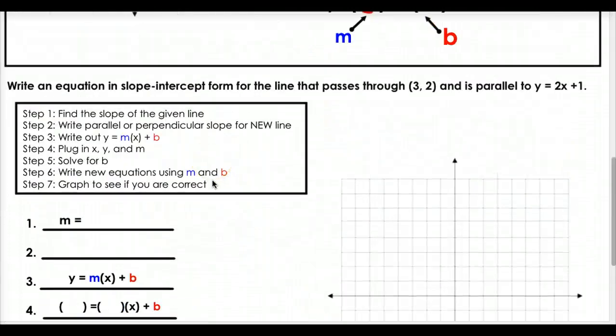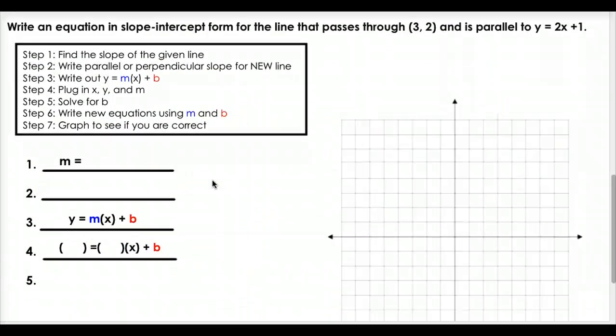Alright, so for our first problem, we're going to be doing the same exact thing, but this is just a more formal looking version of this problem. What we want to do is write an equation in slope-intercept form for the line that passes through point (3, 2) and is parallel to the line y equals 2x plus 1. Let's first just start by graphing this and see what it looks like. We got plus 1 over here. That's our y-intercept, and the slope is 2, so it's up 2 over 1. And let's draw our line.